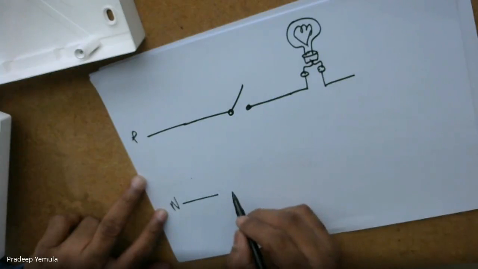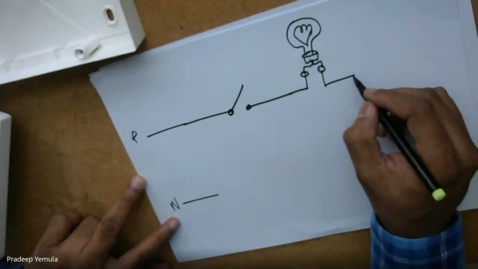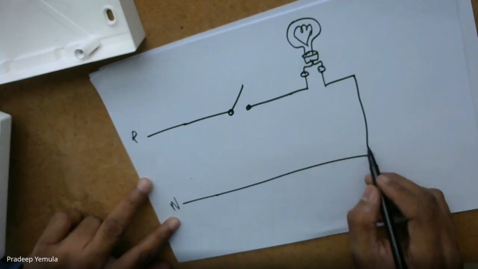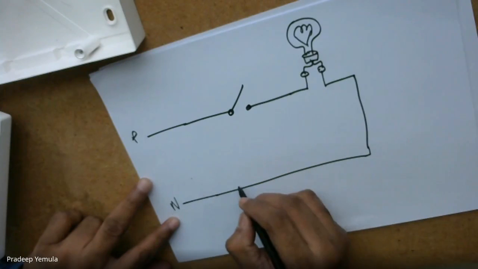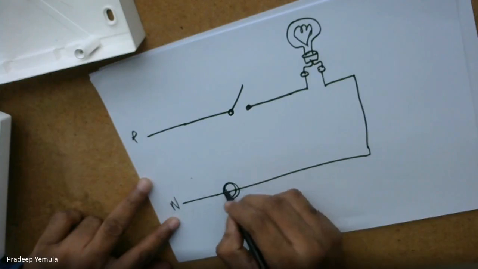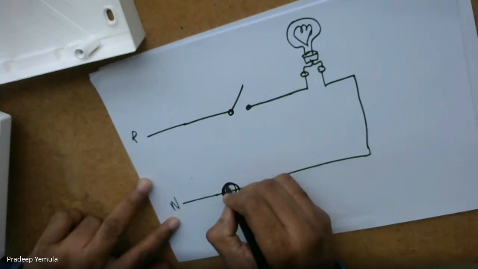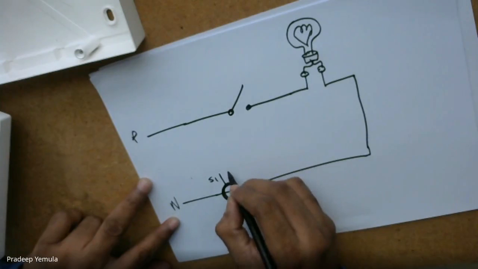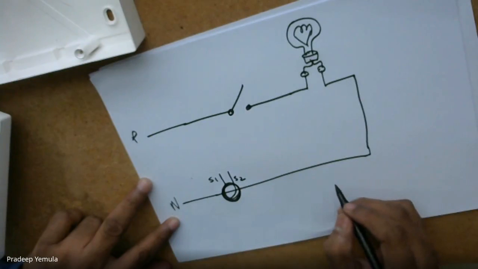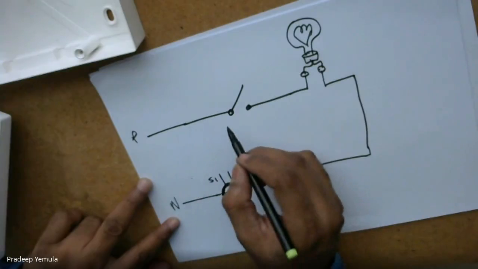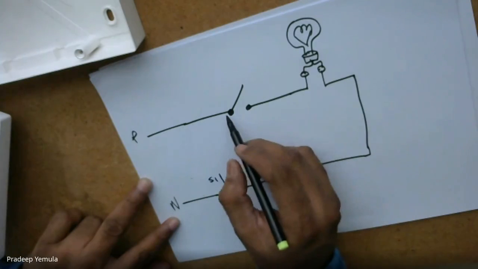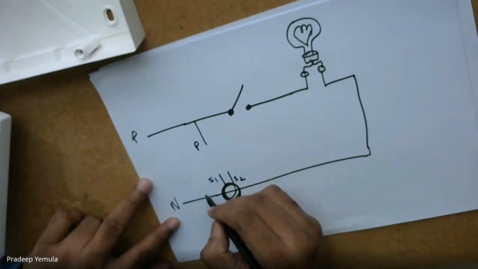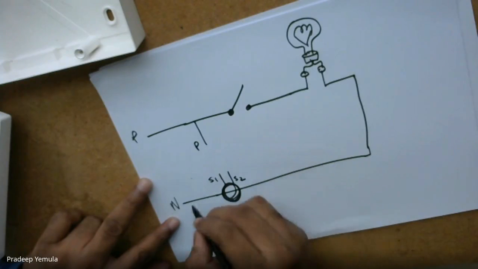Then on the other side, this one goes back to the neutral, but we also inserted a current coil on the neutral, and then the output is S1 and S2. These are the names of it. And on this side, before the switch, I have taken a connection from here. That is phase. And then, of course, I also took a connection from neutral.